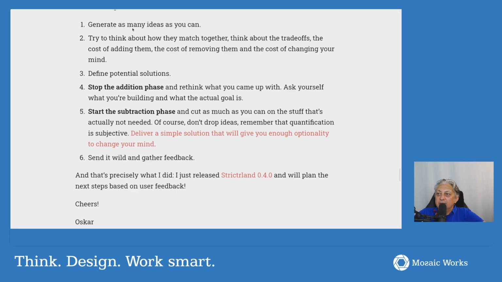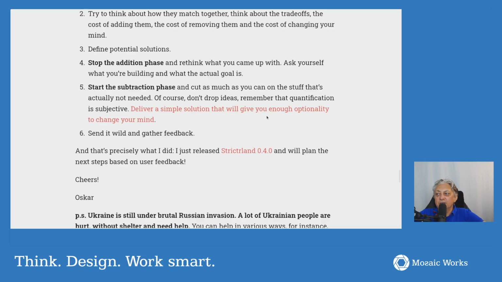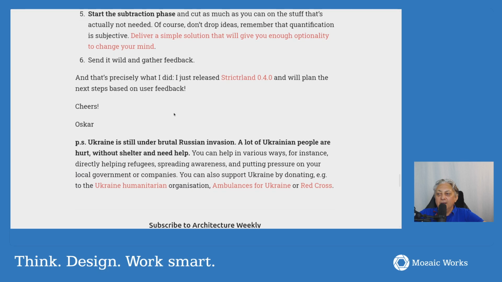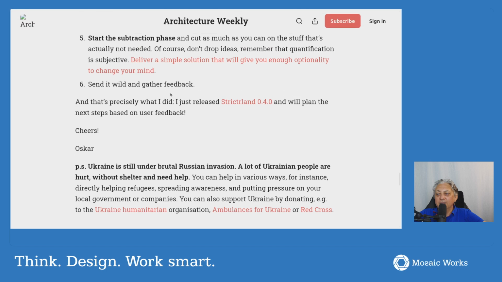So generate ideas, try to think how they mesh together, trade-offs, cost of adding, cost of removing, cost of change, define potential solutions, stop the addition phase and rethink what you came up with. Ask yourself what you're building, what the actual goal is, start the subtraction phase and cut as much as you can on the stuff that's actually not needed. Of course, don't drop ideas. Remember, the quantification is subjective. Deliver a simple solution that will give you enough optionality to change your mind. Send it wild and gather feedback. And that's precisely what I did. I just released Strictland 040 and will plan the next steps based on user feedback.